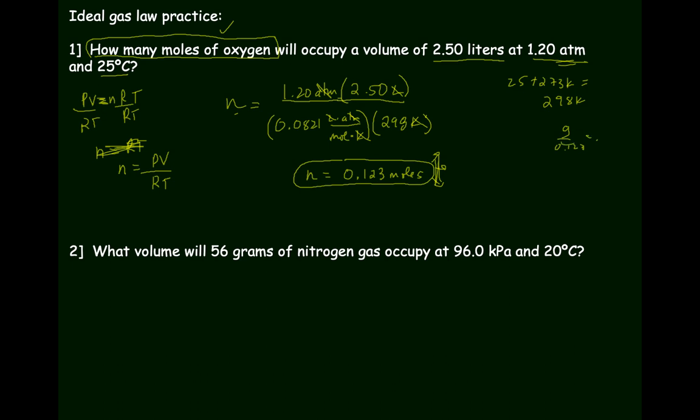All right, so that's another option you can do with this. So I'm just preparing you just in case. All right, so one more little sample. We'll do another one. It just says, what volume will 56 grams of nitrogen gas occupy? Well, they're giving us grams of gas, the amount of gas.